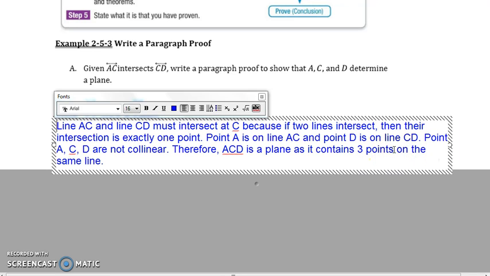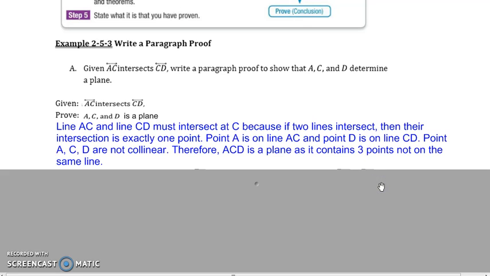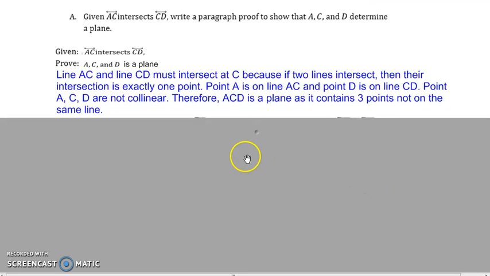3 points not on the same line. There we go. Because we've got to have them not be collinear.